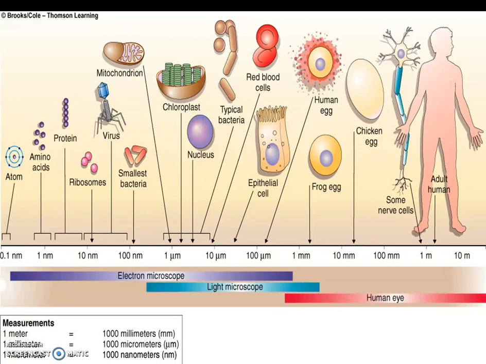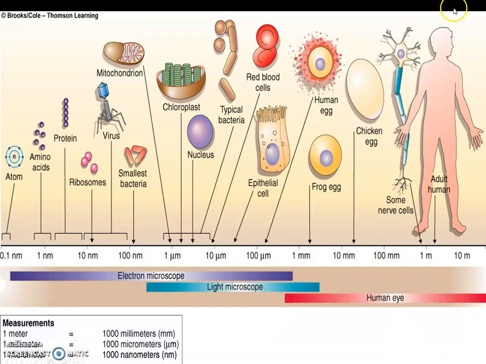Yeah, your book has something that's somewhat similar, although it's not quite as good as this. It's on page 55 in your book. So this is essentially just showing you the different objects and what kind of microscopes can see them.